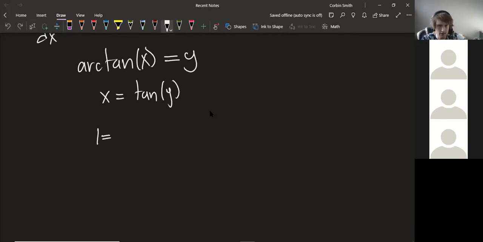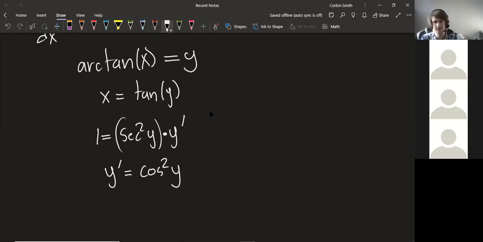Okay, so we have secant squared of y, but according to the chain rule, we also have to multiply this by y primed, which is the quantity that we're after. So we get that y primed is equal to cosine squared of y. So this is a differential equation that's definitely nonlinear. But the thing about this differential equation is it's telling us something about trigonometry. So we can use that to get over the difficulty of otherwise solving this differential equation.